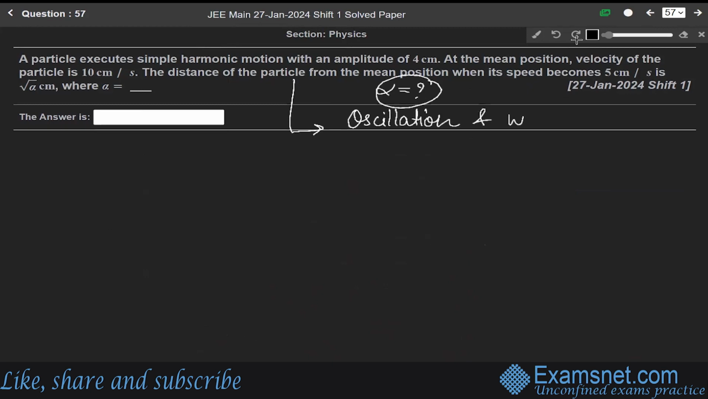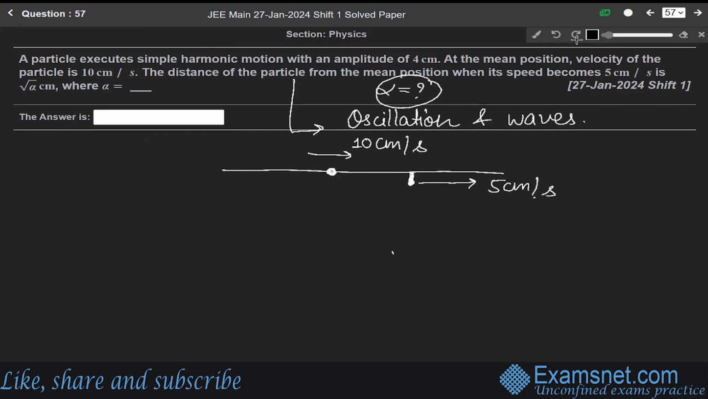According to this question, a particle is performing simple harmonic motion and its amplitude is 4 centimeter. Let us say this is the mean position. About this mean position, its velocity is 10 centimeter per second. And after some distance, for this position, its velocity becomes 5 centimeter per second. We have to find this distance x.